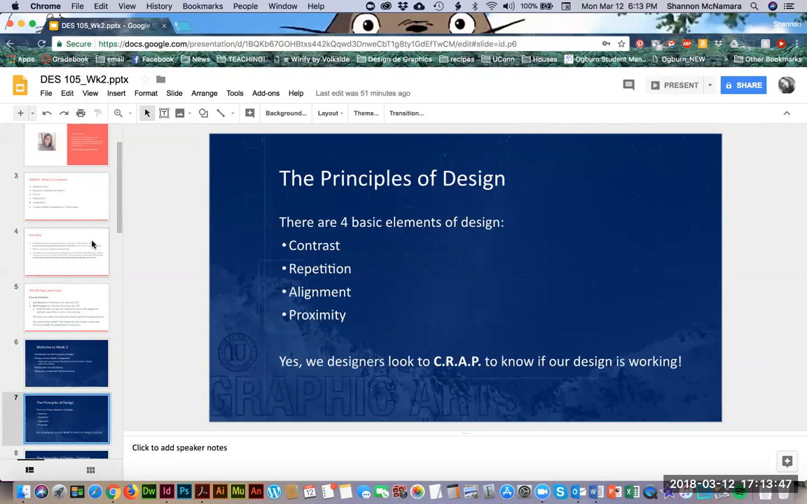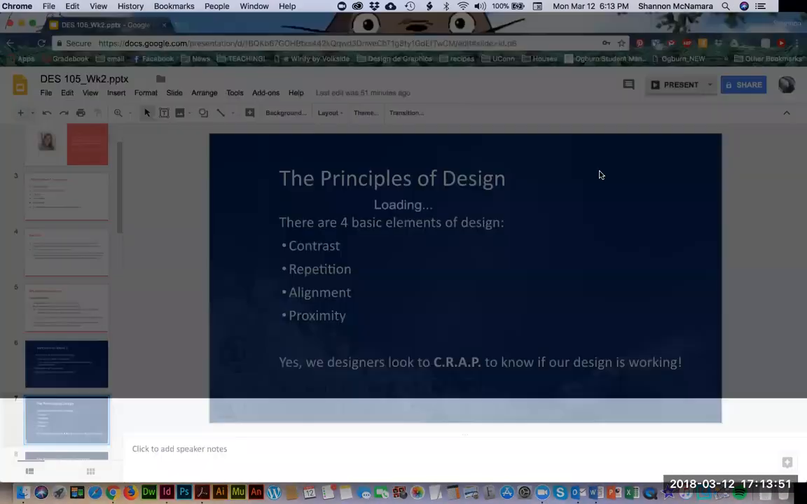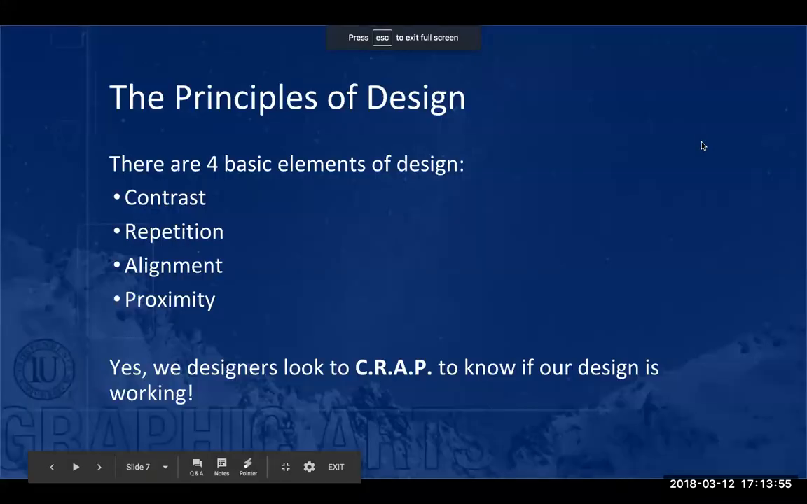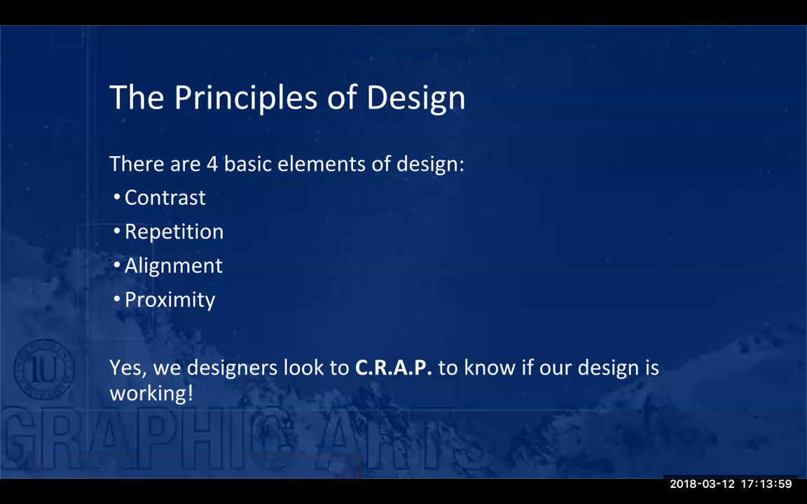There are 4 basic elements of design. They're known as contrast, repetition, alignment, and proximity. The acronym for them is CRAP, which is kind of funny because if you do it right, it's the opposite of crap, but it's one of those things where you always remember it as a designer. We designers look to CRAP to know if our design is working.